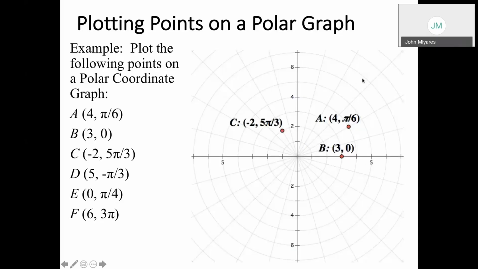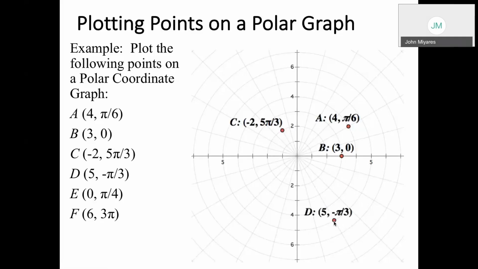So for point D, negative pi over 3 is going to be coterminal with 5 pi over 3 in the fourth quadrant. It'll be this azimuth right here. The r value is positive 5, so we're going to go to negative pi over 3, or negative 60 degrees, and then go 5 units out on the circle, which will put us right here.